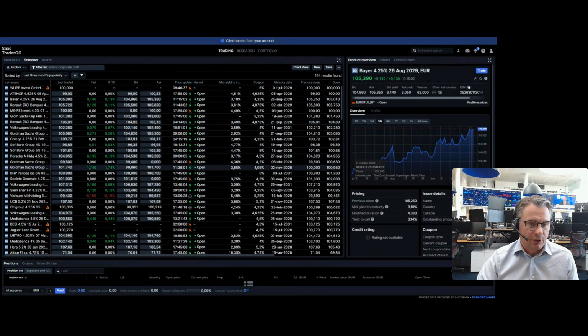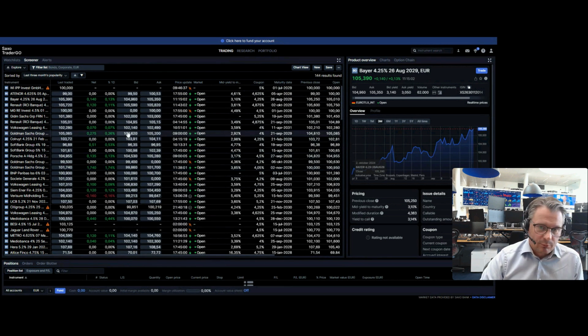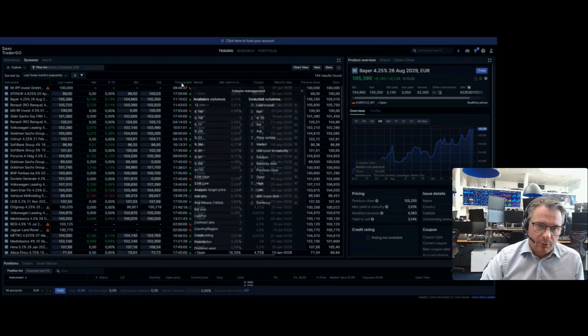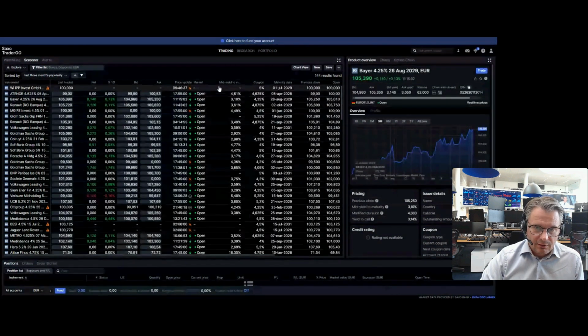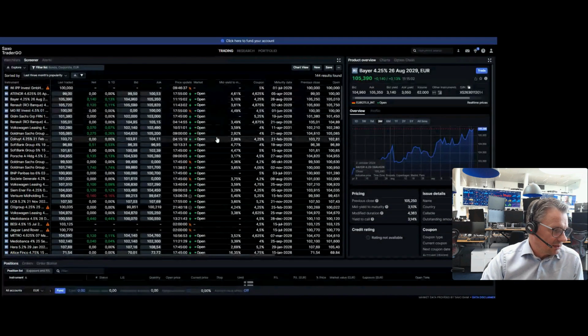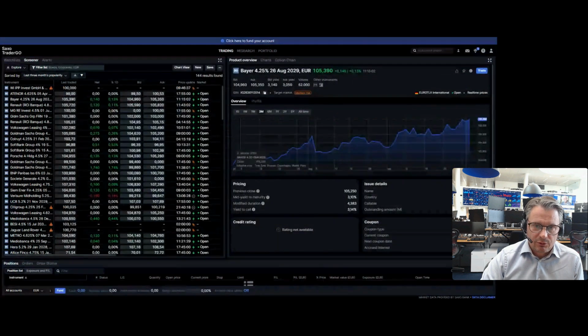So everything is kind of custom to the instrument that you're looking at, and you can also manage the columns of the screener where you will find maybe some more very bond specific columns. Like, as I said, I mentioned some of them, like mid yield and coupon, which is obviously only relevant to the bond instruments when you use the screener for that.